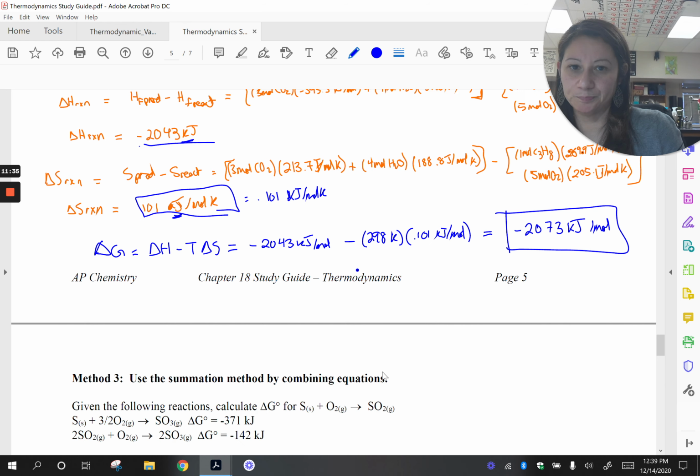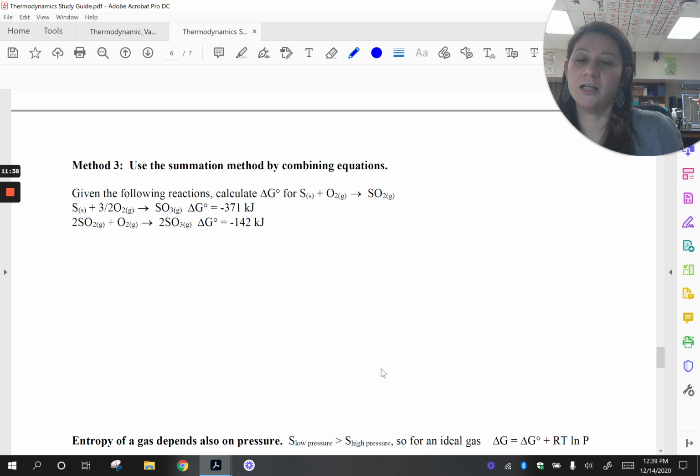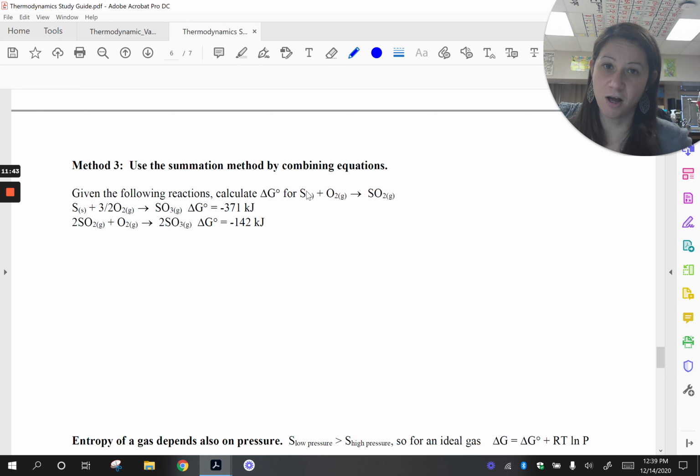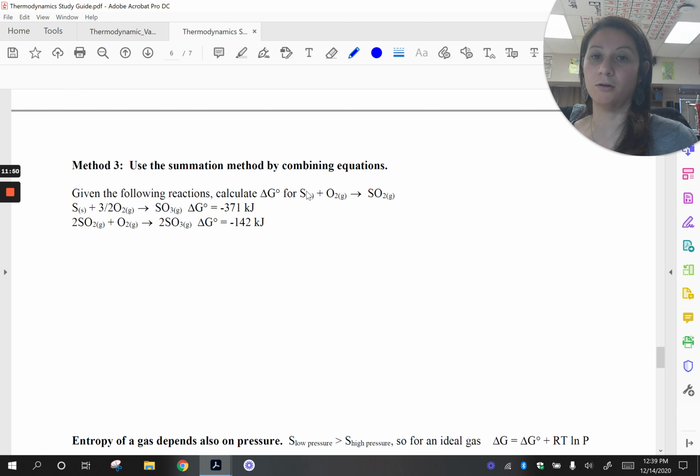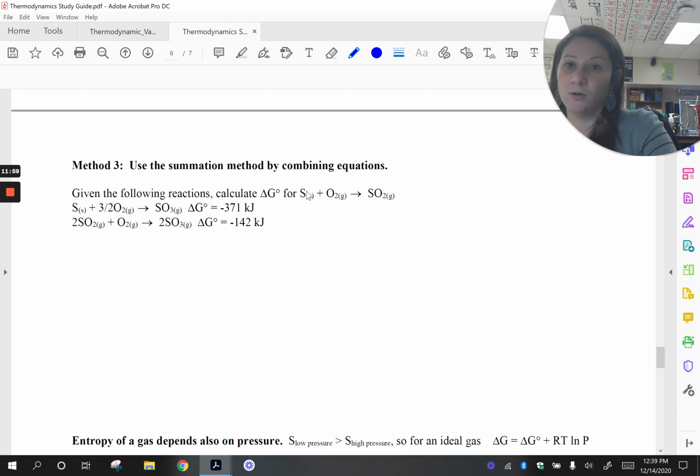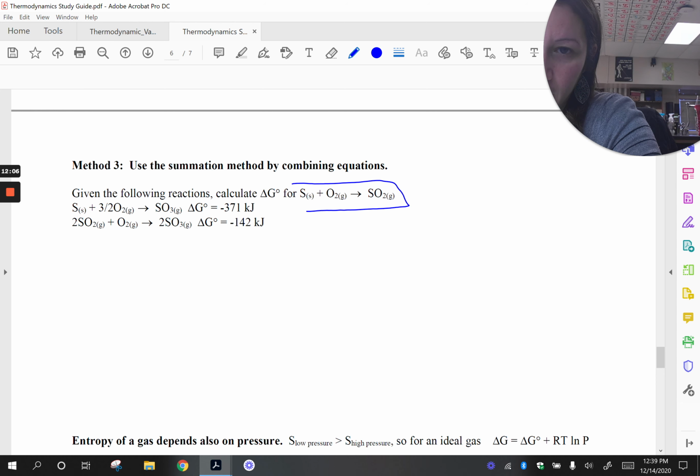The third method is using the summation method, which is very similar to Hess's law. So if you're given different reactions with their delta G's and you add them up to get an overall equation, then you can add their delta G's to get the delta G for the overall equation as well. So just like Hess's law, but with delta G's as opposed to delta H's. So let's do that. So the reaction we're interested in is this reaction right here. Sulfur solid plus O2 gas yields SO2.